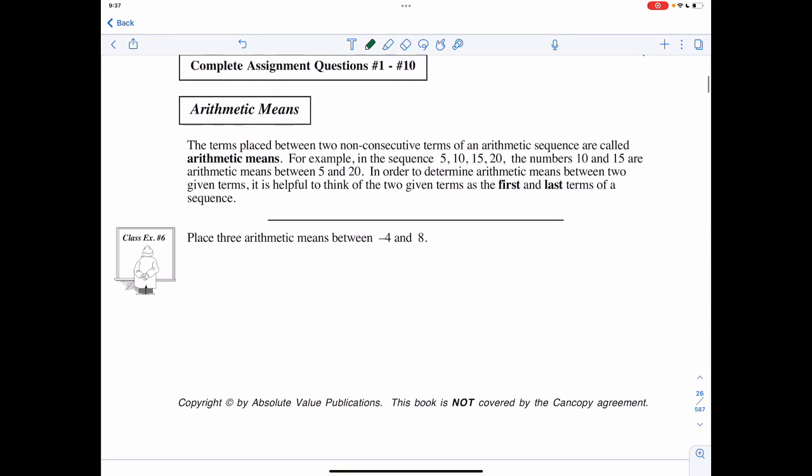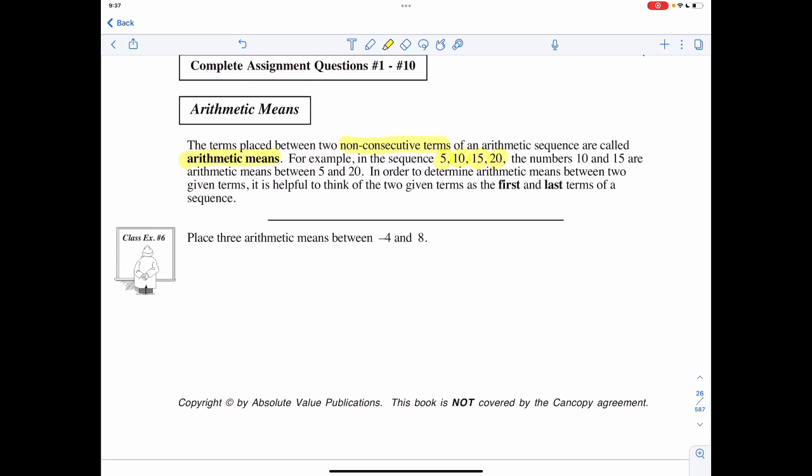We also have what's called arithmetic means. The terms placed between two non-consecutive terms of an arithmetic sequence are called arithmetic means. For example, in the sequence 5, 10, 15, and 20, the numbers 10 and 15 are the means between 5 and 20.